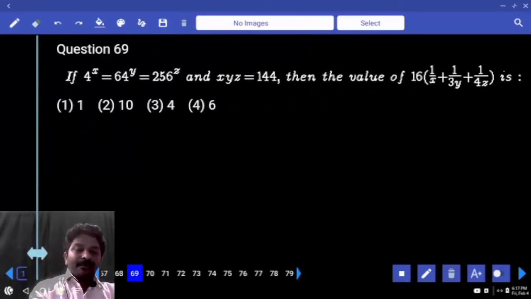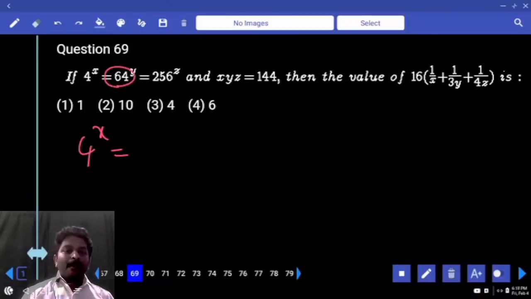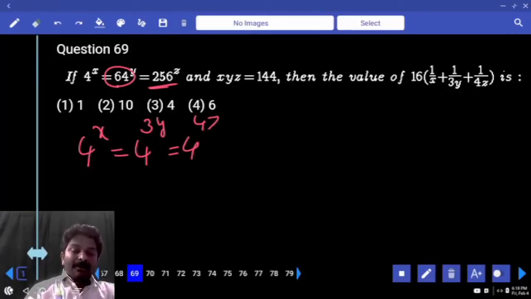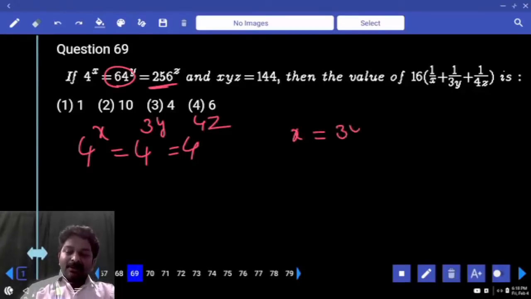Right. So XYZ value is there. When you observe the left hand side, when you observe base values, all are powers of 4, right? And also we have the equal symbol, correct? So let me take the base value for every number as 4. This can be written as 4 cube to the power of y, that means 4 power 3y. 256 can be written as 16 square or even 4 power 4, that is 4 power 4z. If base values are same and equal symbol, that means x is equal to 3y is equal to 4z. Exponents must be same.